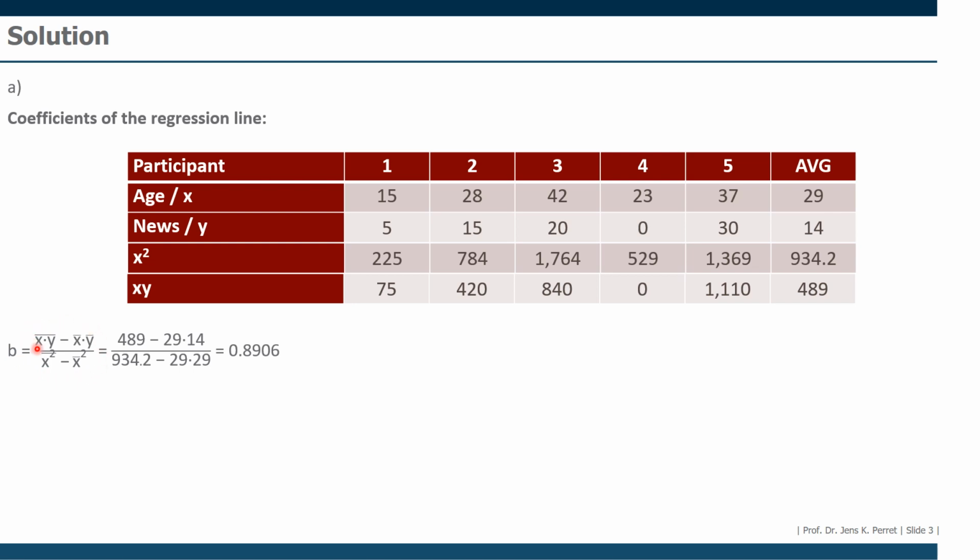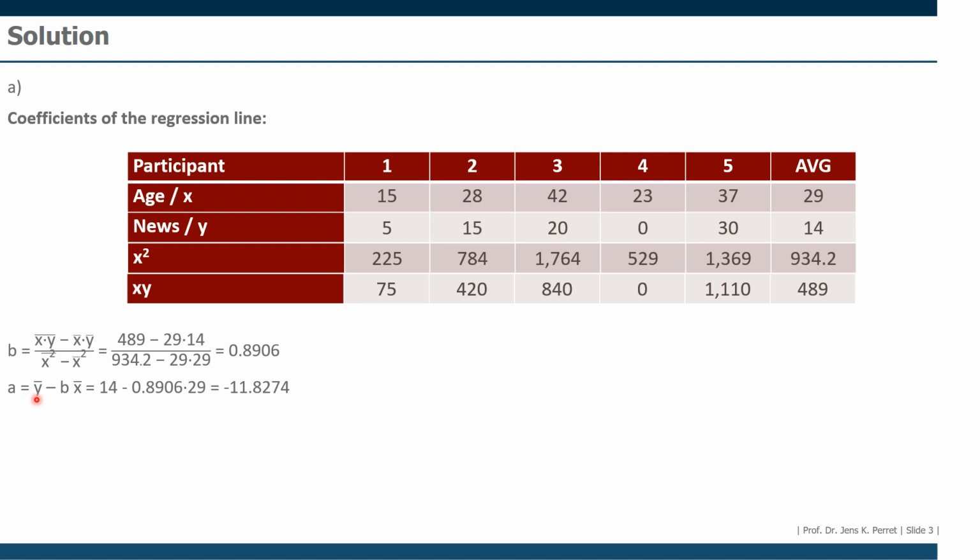And I see here, first thing I need, the average of X times Y. That's the 489. Then I have to subtract the average of X times the average of Y. So 29 times 14. And divide all of this by the average of X squared, that's the 934.2, minus the average of X squared, so the 29 squared. This gives me as a final result 0.8906.